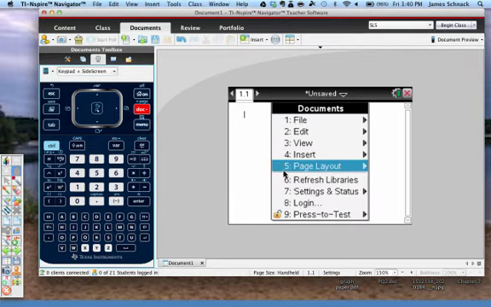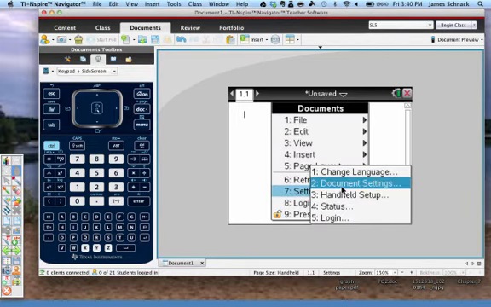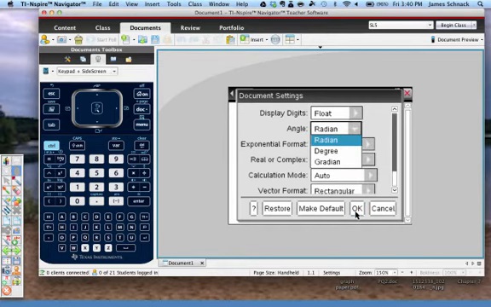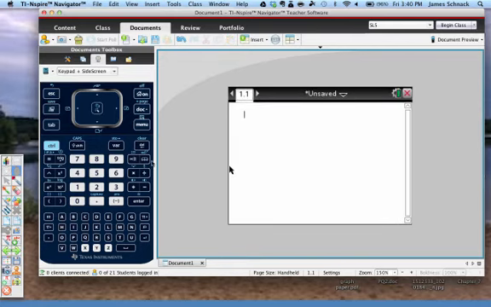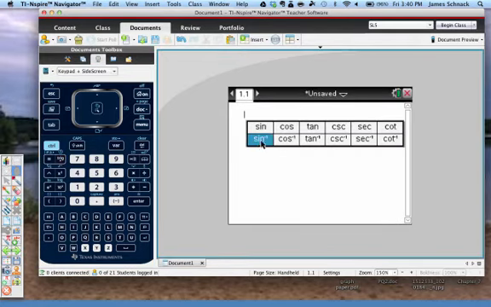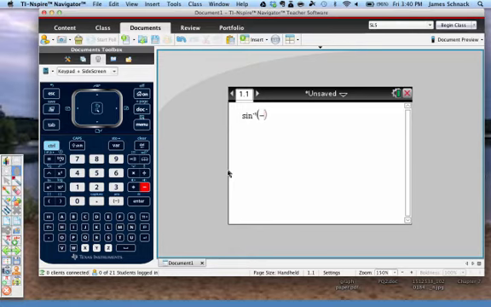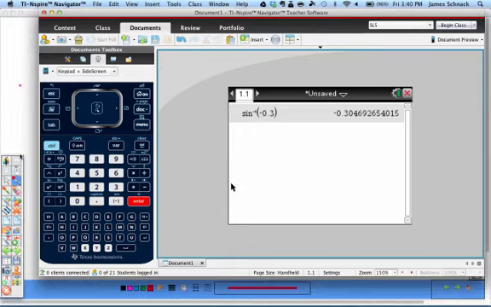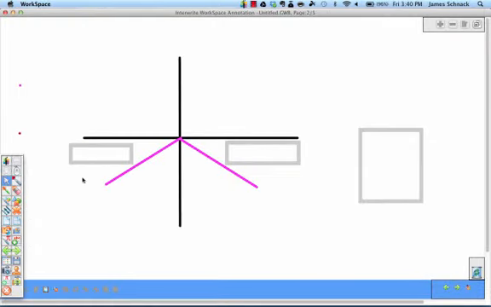First thing to do is make sure that our settings are in radians. I'm in radians, so that's good. I'm going to hit OK, and I'm going to do inverse sine of negative 0.3. I push enter. I get negative 0.305. But here's a problem, and I'll show you where that is on this graph. Negative 0.305, that's going to be right here. That's this fourth quadrant angle. But that's not between 0 and 2 pi.